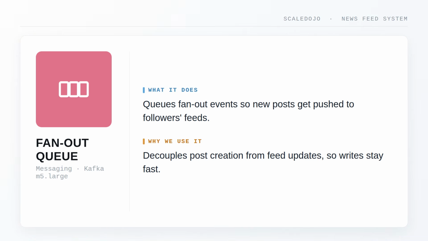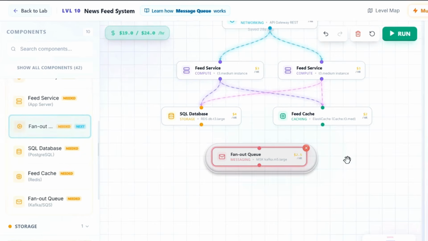For our next component, we have a fan-out queue. Now let us quickly understand why we need a fan-out queue. Suppose a user uploads a new post. Instead of immediately updating every follower's timeline synchronously, the feed service publishes an event into the fan-out queue. This makes post creation very fast because the user does not have to wait while the system updates thousands or even millions of followers. The expensive work is delegated to the background workers that we have.